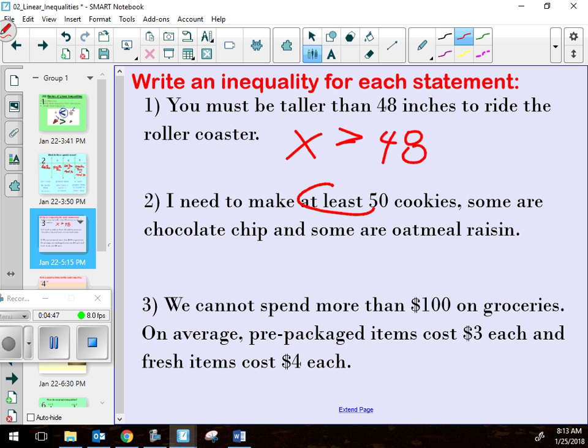At least, do you think that implies less than or equal to, or greater than and equal to? Would you please write what you think would be the right way to say this? And you can always just use X. If you want to be more creative, cookies, so maybe you say C for cookies, but choose a variable. Write in the right sign that you think works, and the 50.